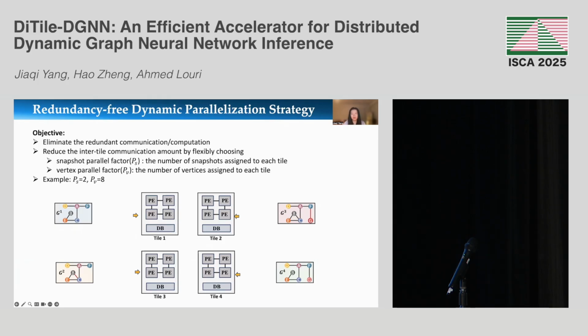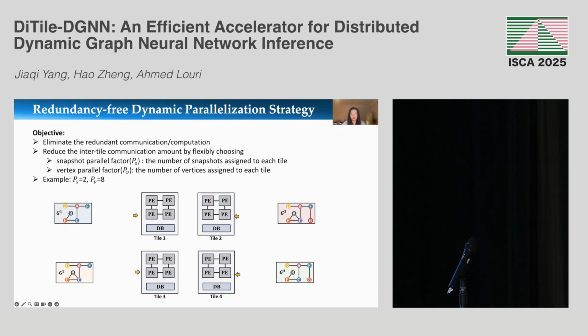Our goal is to reduce the overall inter-tile communication overhead while eliminating the redundant communication and computation. To achieve this, we propose a redundancy-free dynamic parallelization strategy, which flexibly chooses two key parameters: snapshot power level factor, PS. This is the number of snapshots assigned to each tile. And vertices power level factor, PV. This is the number of vertices assigned to each tile. By tuning these two factors, we can adapt the data flow to the specific structure of the workload.